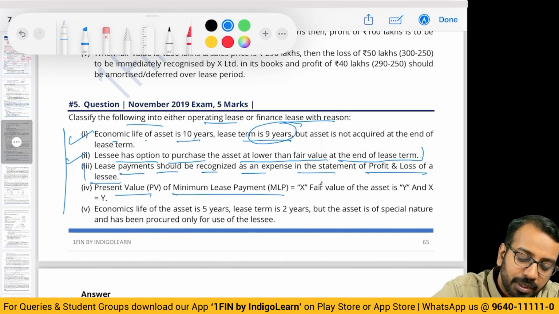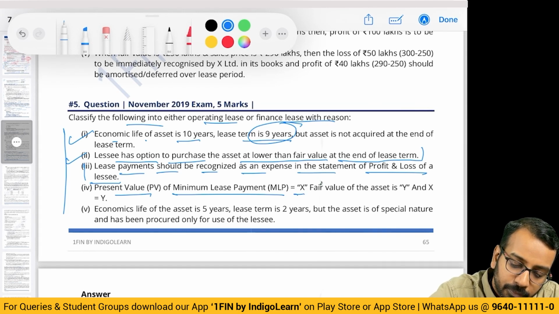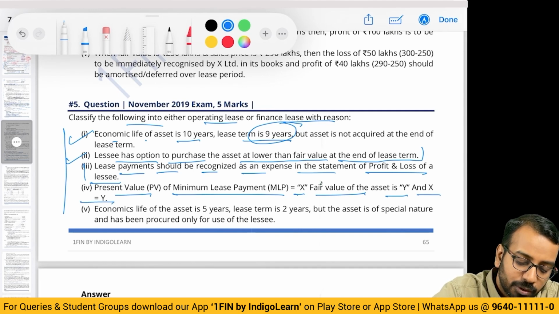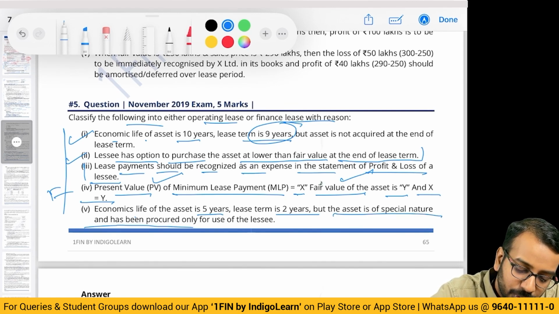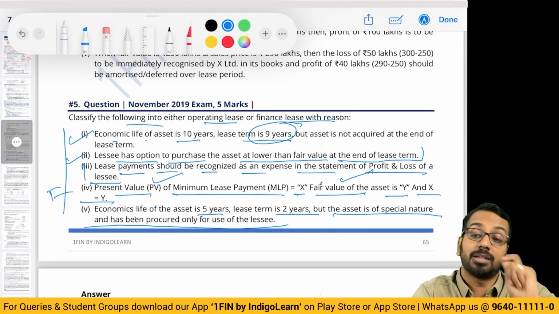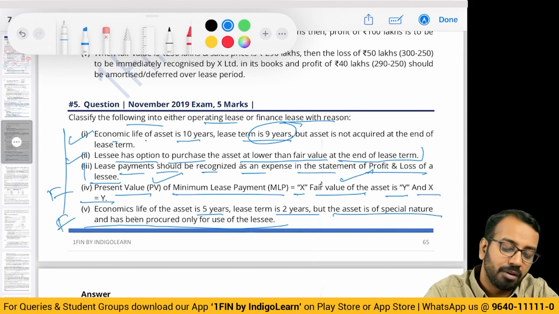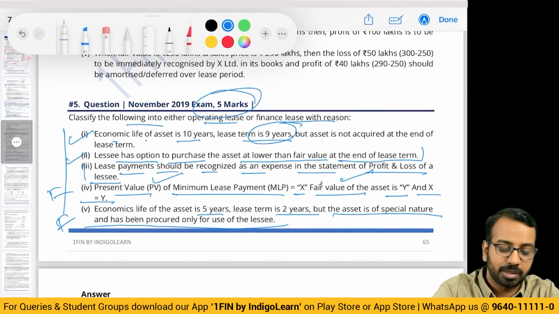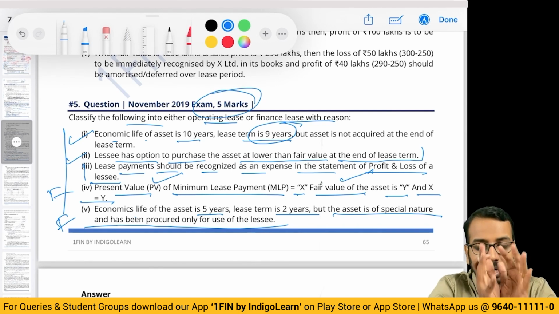Present value of MLP is X and fair value is Y and X is equal to Y. So they are saying present value is equal to fair value. So finance lease. Economic life is 5, lease term is 2. But the asset is of special nature and has been procured only for the use of the lessee. So if it is a customized asset which cannot be used by the lessor without substantial modification, this also becomes a finance lease.